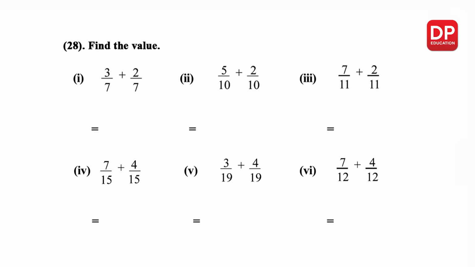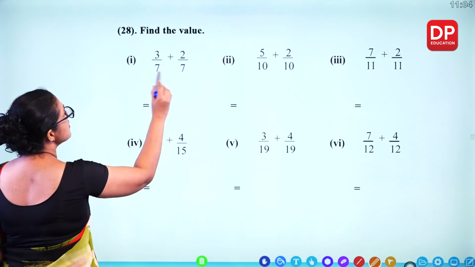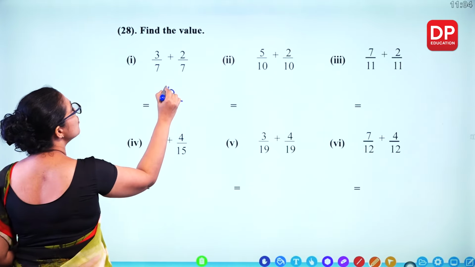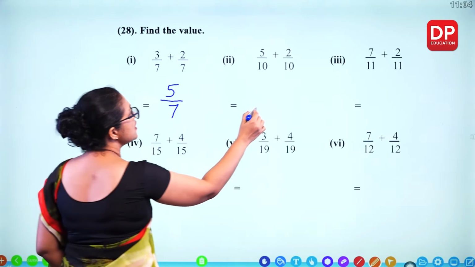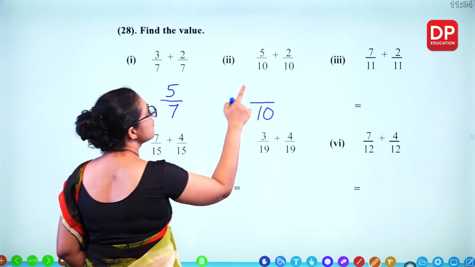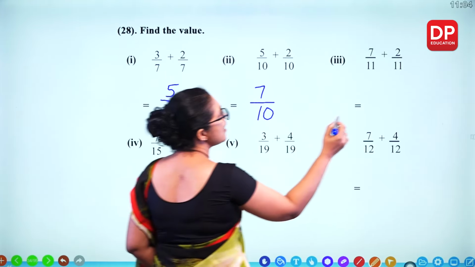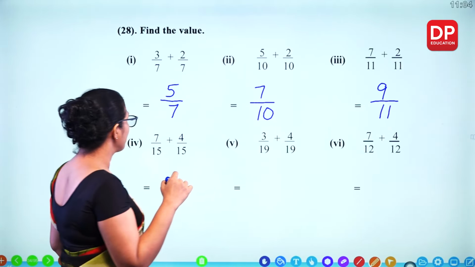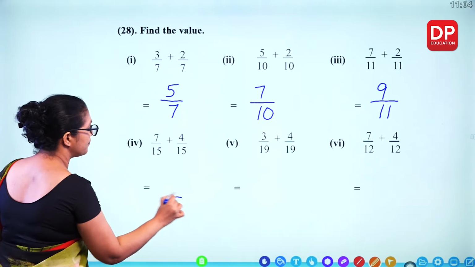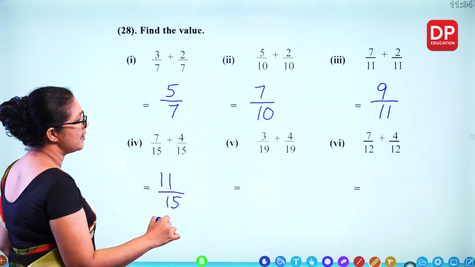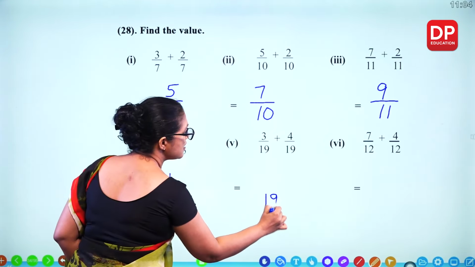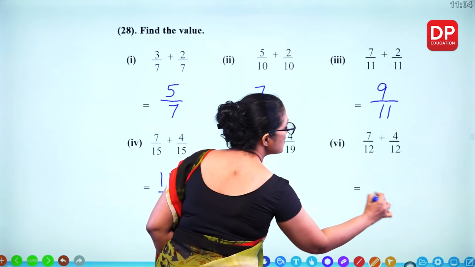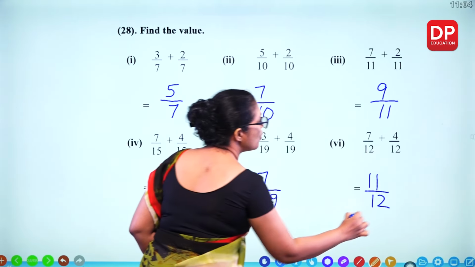Find the value, just add the fractions. Same denominator, add the numerators. 3 plus 2, 5. Same denominator, add the numerator. 5 plus 2, 7. You can write at once. 7 plus 2, 9. 15 is the denominator. 7 plus 4, 11. 19 is the denominator. 3 plus 4, 7. 12 is the denominator. 7 plus 4, that's 11.